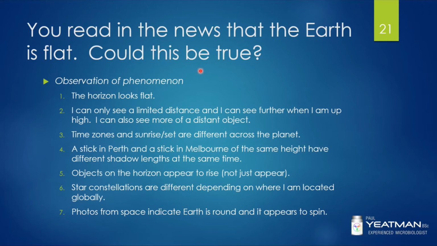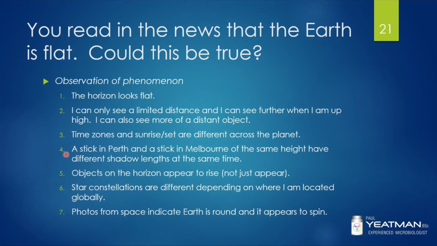However, I can only see limited distance and I can see further when I am up high. I can also see more of a distant object when I am elevated. Time zones and sunrise and sunset are different across the planet. We will discuss which situation, flat Earth or round Earth, that could feasibly occur in.